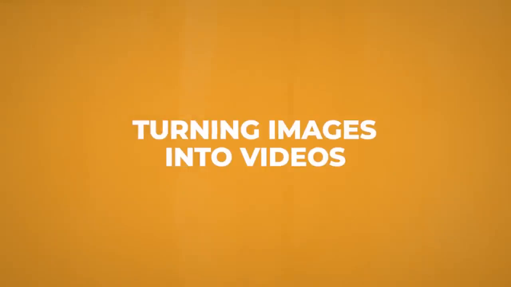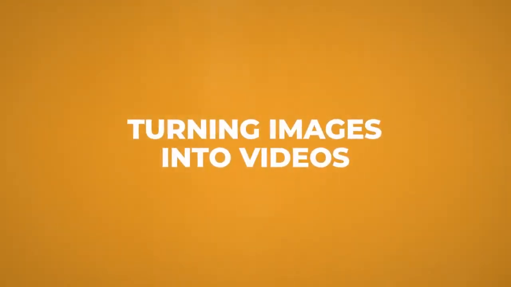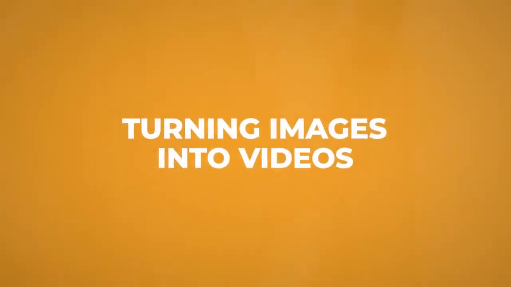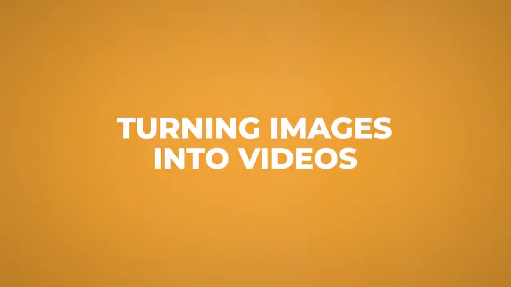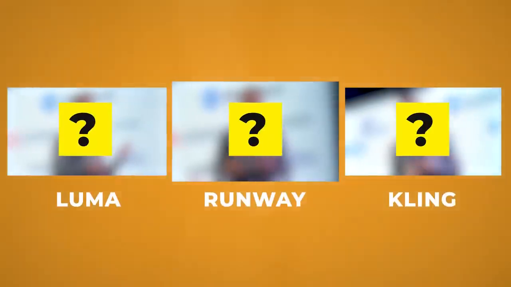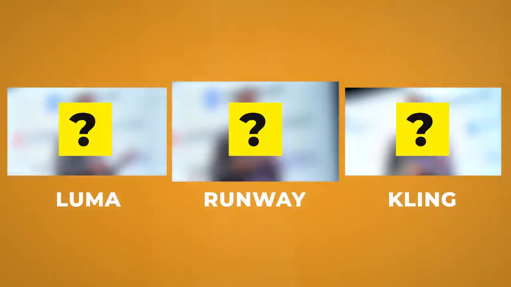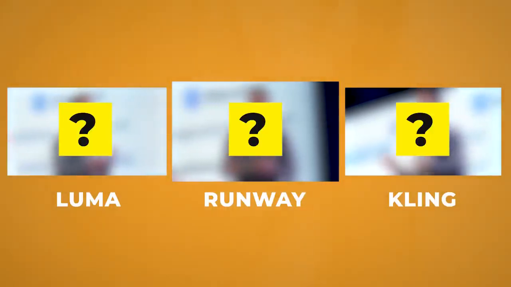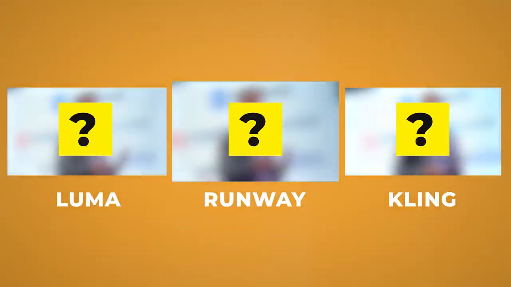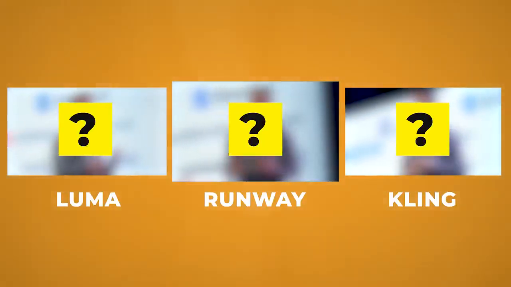Now let's have a look at taking some of these images and turning them into videos. I will take a few different images and run them through a few different video generators. So I'll use Runway, Kling, and Luma's Dream Machine. I'll run them all with the same image first, with no prompt, just to see what they create with the image. And then I can fine-tune it with prompts if I need to.